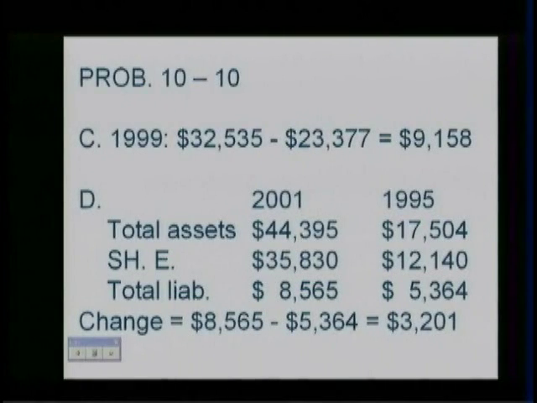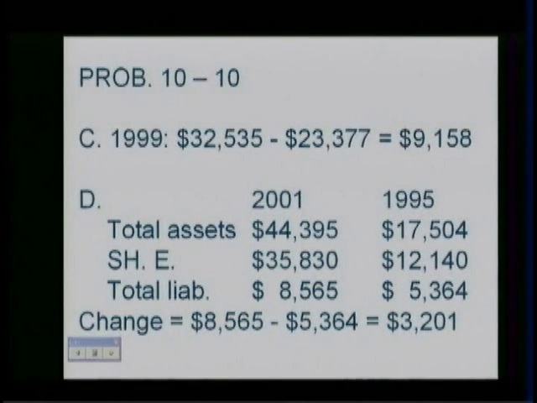They ask you to look at which year stockholders' equity grew by the greatest amount over the previous year. Well, that's fairly easy to discern. If you look down through all those changes, you can see that from 1998 to 1999, stockholders' equity went from $23 million to $32 million, so it went up over $9 million.